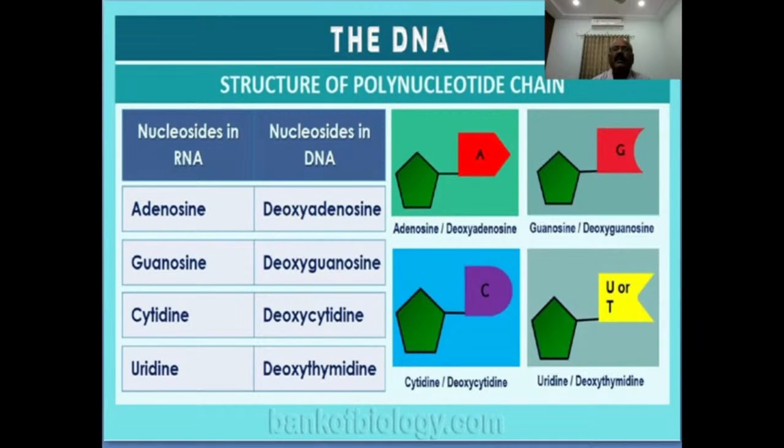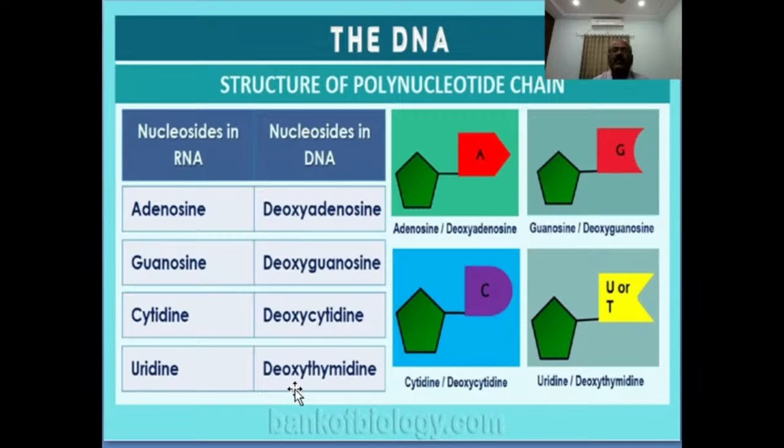Structure of polynucleotide chain: nucleosides in RNA, nucleosides in DNA. Nucleosides in RNA: adenosine, guanosine, cytidine, uridine. These are the 4 types of nucleosides in RNA. In DNA: deoxyadenosine, deoxyguanosine, deoxycytidine, deoxythymidine. These are the 4 types of nucleosides in DNA.